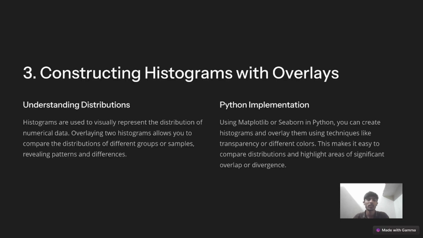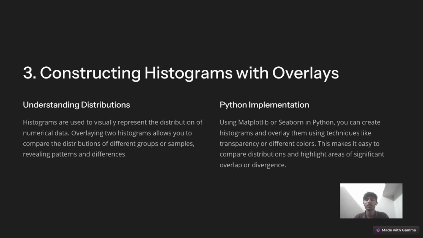How to construct histograms with overlays. Understanding distribution. Histograms are used to visually represent the distribution of numerical data. Overlaying two histograms allows you to compare the distribution of different groups or samples, revealing patterns and differences.